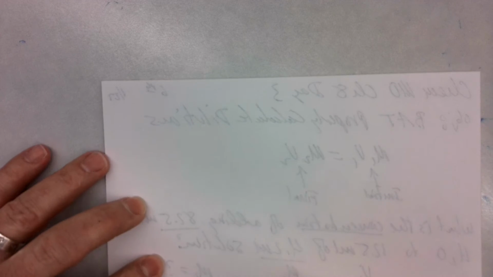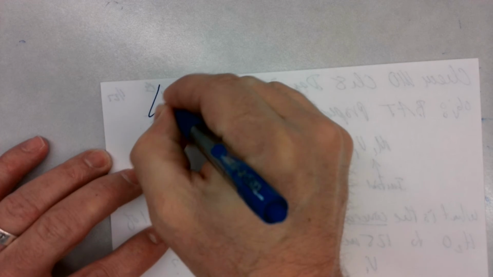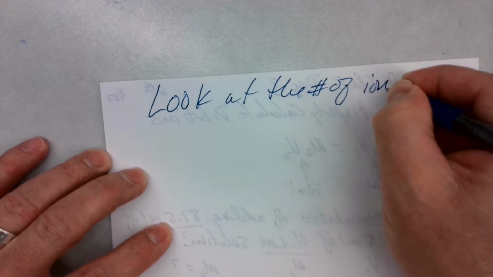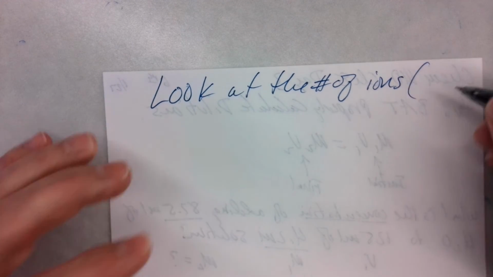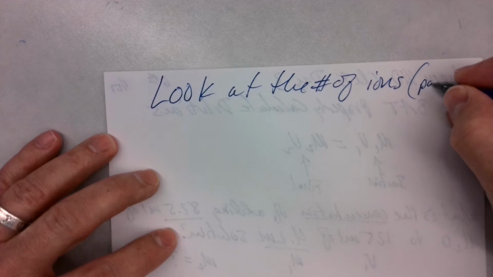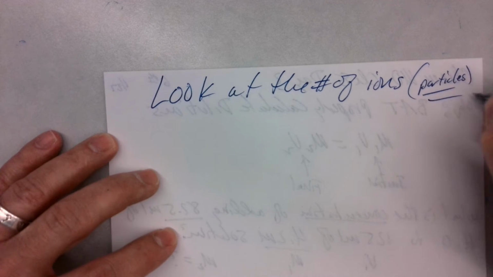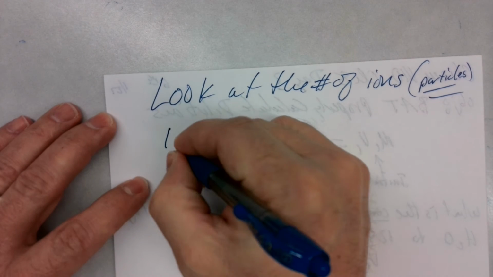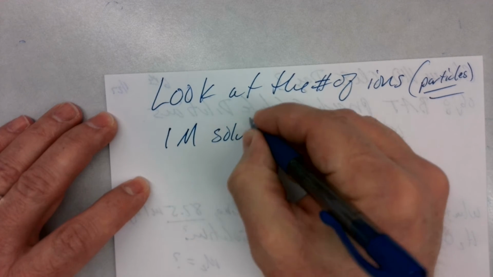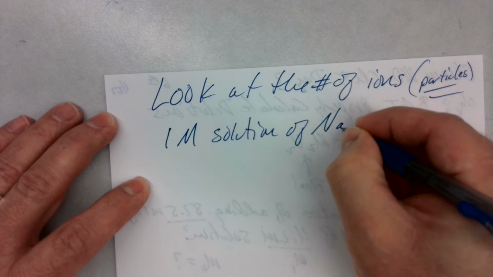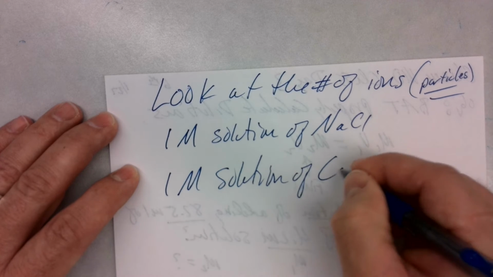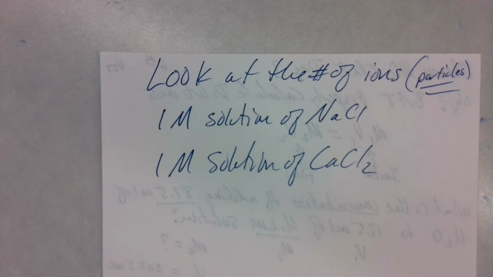So let me show you something, okay? The biggest thing you want to look at is the number of ions. Now, when I say that, you can look at ions, you can call them particles, you can call them whatever you want. But let me explain. Let's say I had a 1 molar solution of NaCl and I had a 1 molar solution of CaCl2. These are my two solutions, right?